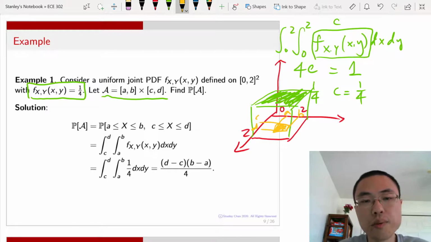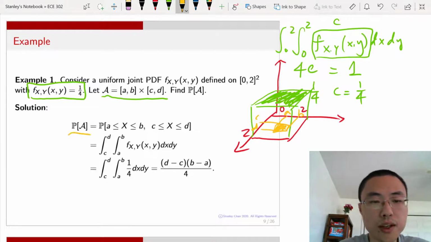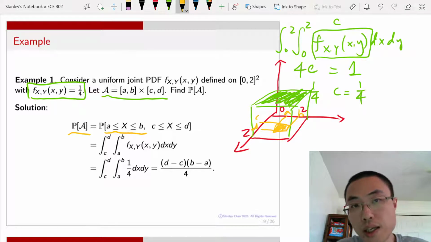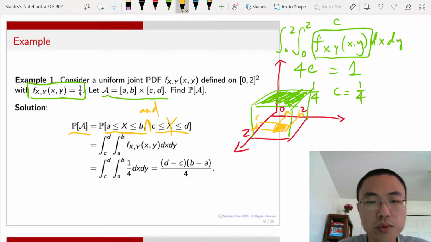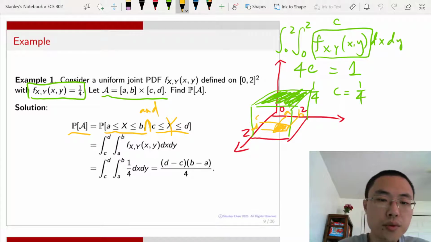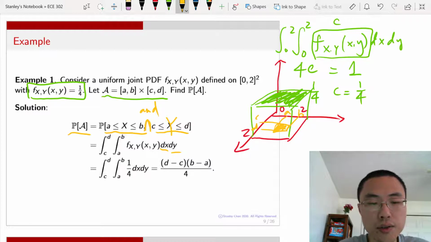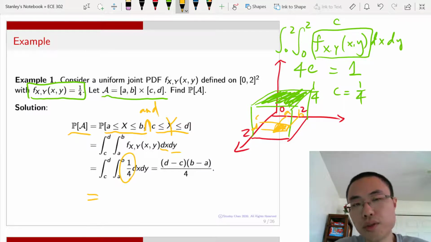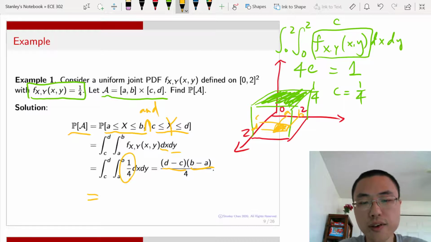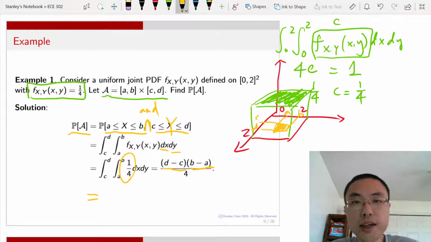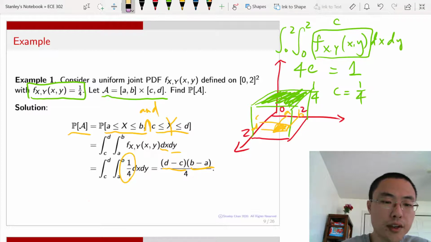And so you ask, what is the probability of getting this A? Well, the probability of getting this A is the probability that X is between A and B. And this comma means that it is an "and." This is Y is between C and D. So you integrate this thing. You integrate dx from A to B, dy from C to D, and then you have 1 over 4 here. And then you do this two-dimensional integration. That shouldn't be too hard. So you have D minus C times B minus A divided by 4. That is exactly the area given by this function.